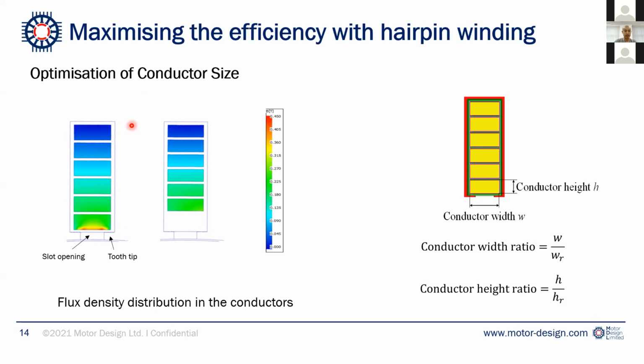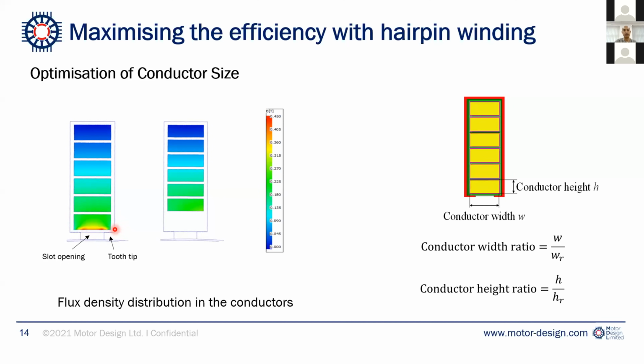So here is some background of this method. Normally when we design an electric machine, we would like to fill the slot with conductors as much as possible. But for hairpin windings, the AC loss becomes an issue. For example, here we have 6 layers of hairpin windings. If we fill the slots almost completely, we can see that the flux density very close to the slot opening becomes very high.